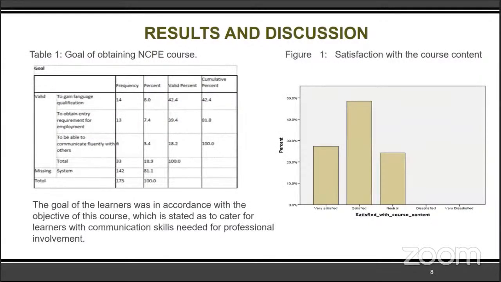Moving on to the results and discussions, the learners' main goal of obtaining NCP course were to gain language qualification and to obtain the entry requirement for employment, and it is in accordance with the course objective, which is stated as to cater the learners with communication skill needed for professional involvement. And when it comes to the satisfaction with the course, none of the participants were dissatisfied with the current course content.